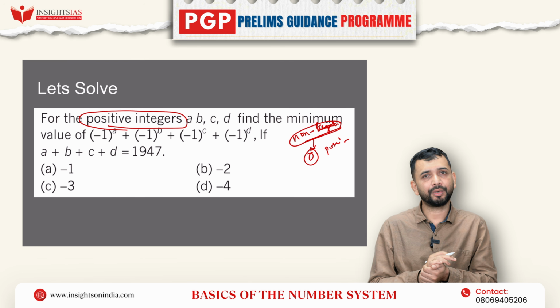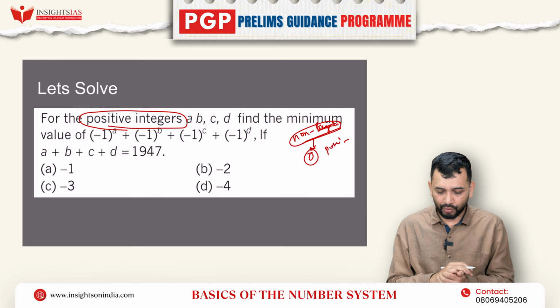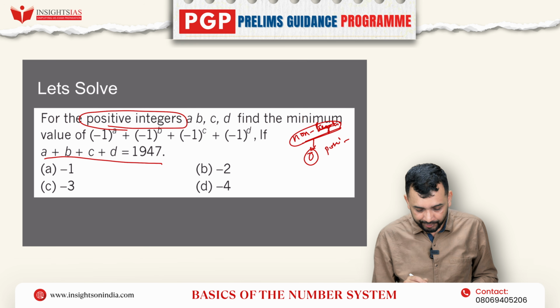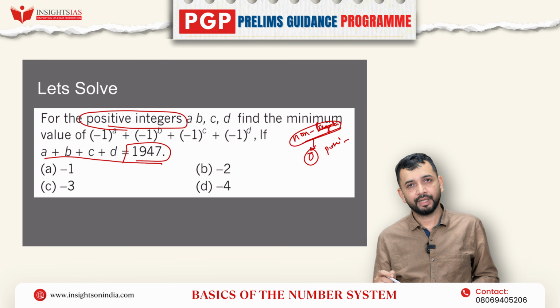Now let's get back to the problem. You would have thought about it, right? Now if you look at it, they have given one hint, A plus B plus C plus D is equal to 1947. Do you really need to know the values of A, B, C, D to solve this?